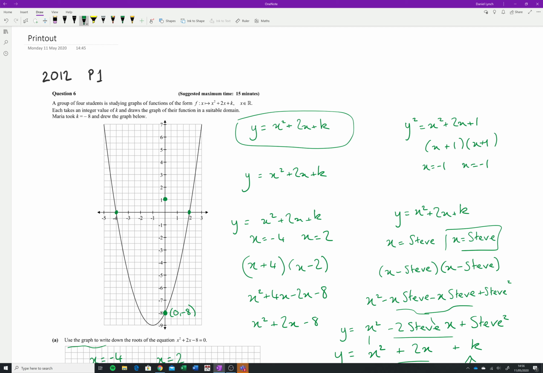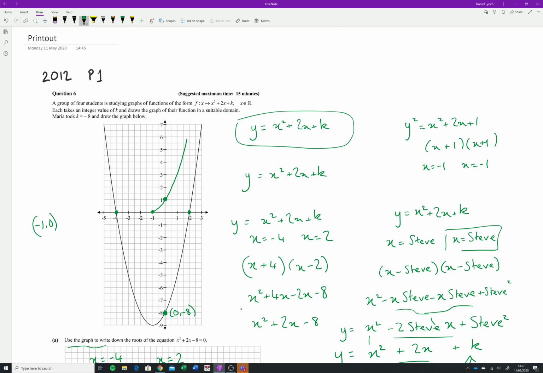Okay, we also know that the solution is -1. So the solution, x is -1 when y is 0. So it goes through there. And it's symmetrical, okay? So what it should do is it should look like that and go straight up. So that is what Alice's graph should look like.